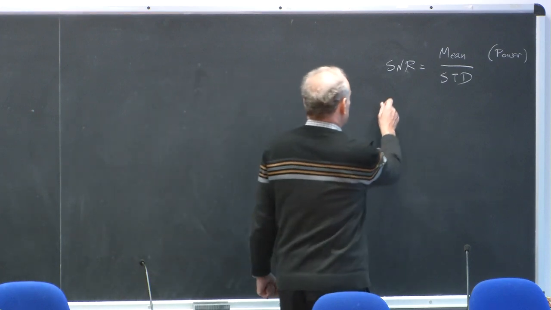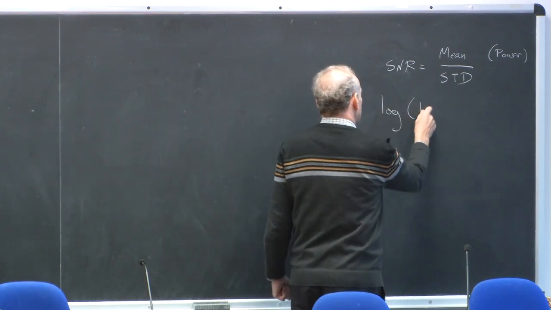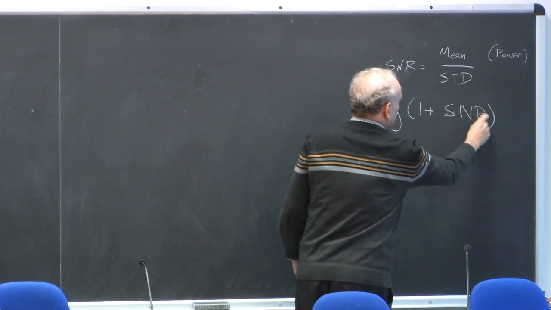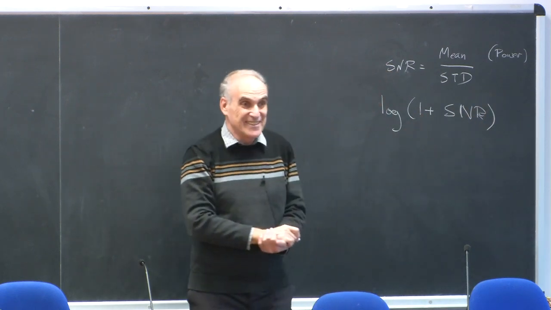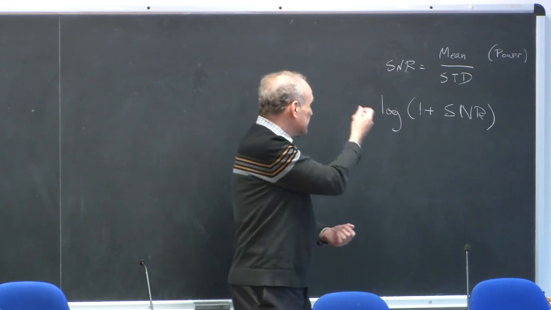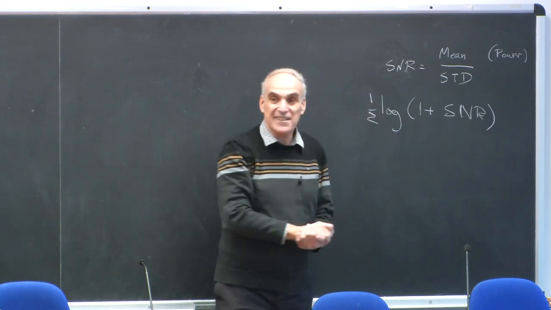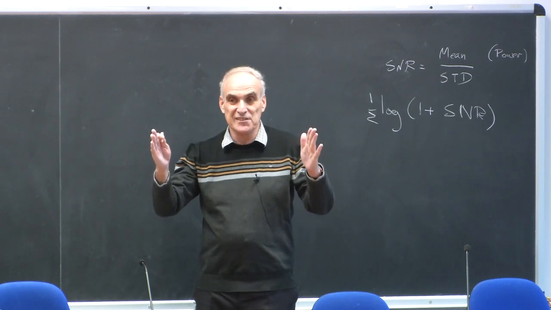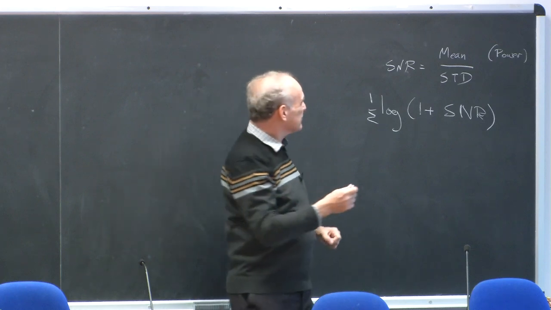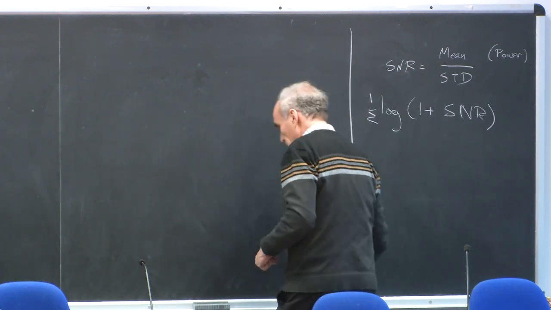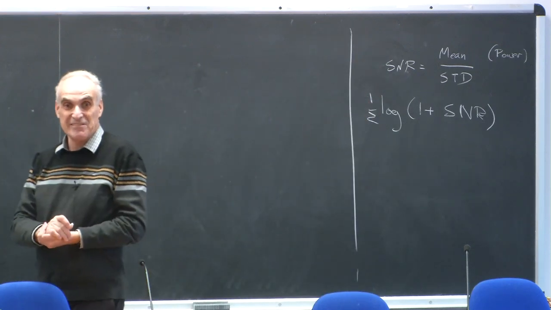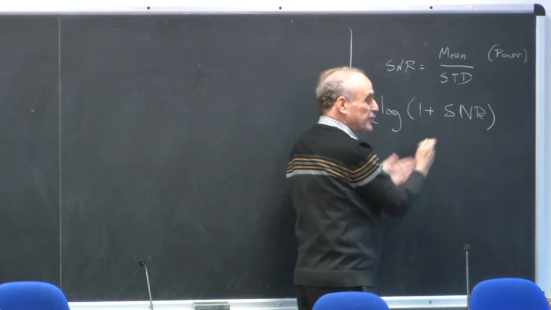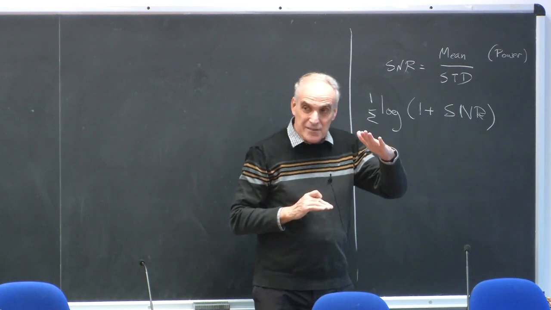So, because you know that the log of 1 plus the SNR, or that signal-to-noise ratio, is exactly up to a factor of half, let's say, exactly the capacity of the Gaussian channel. So I have to talk a little bit about Gaussian channels. This is something which I realized yesterday that is not completely clear to everyone. But anyway, you see that this particular function of the SNR is a bound.